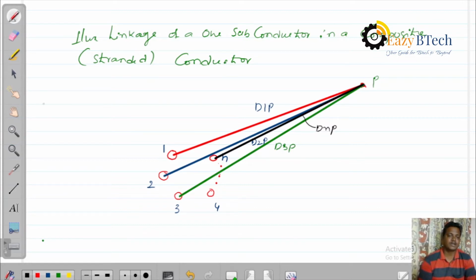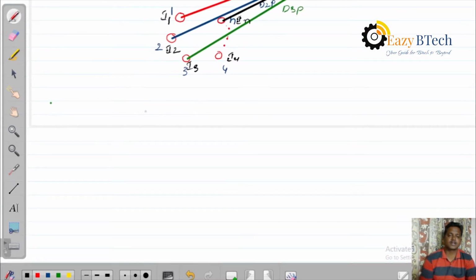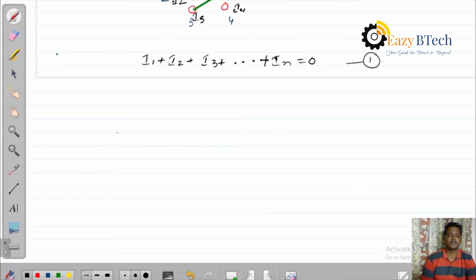Now, the current flowing through each conductor is I1, I2, I3, I4, like that. The current flowing through the nth conductor is IN. Here assume the sum of all currents is equal to 0. Therefore, I1 plus I2 plus I3 plus up to IN is equal to 0. This is equation 1.